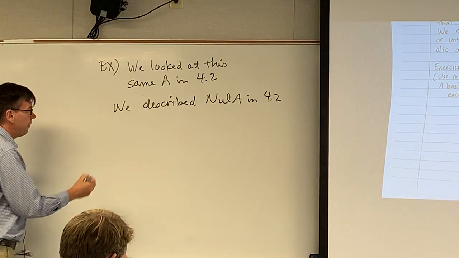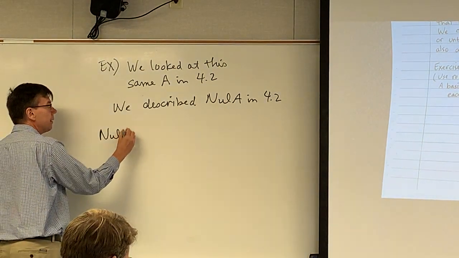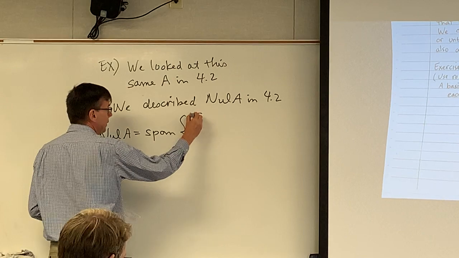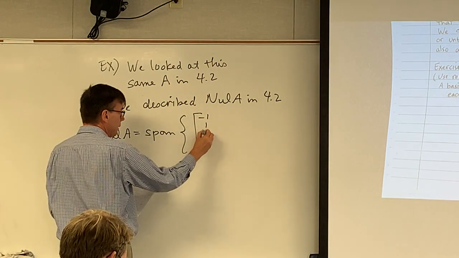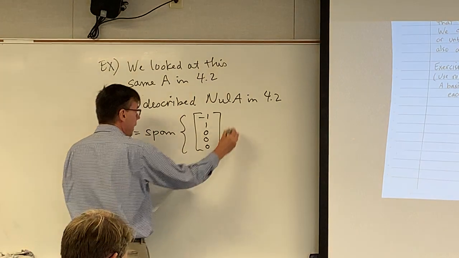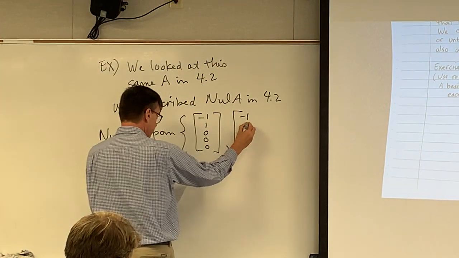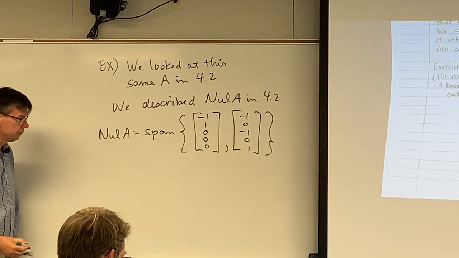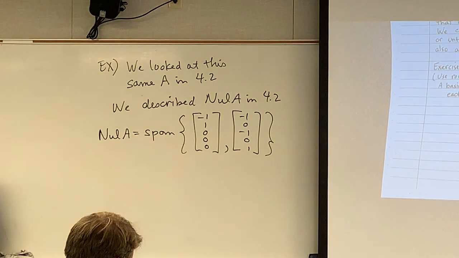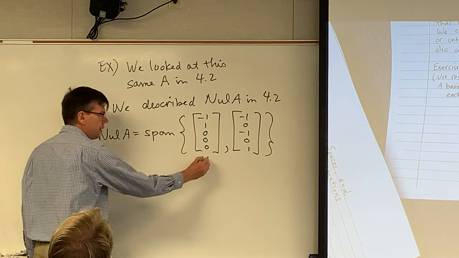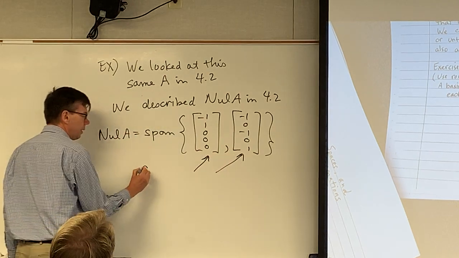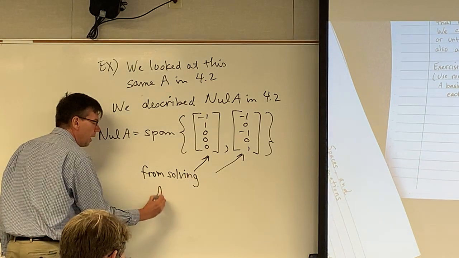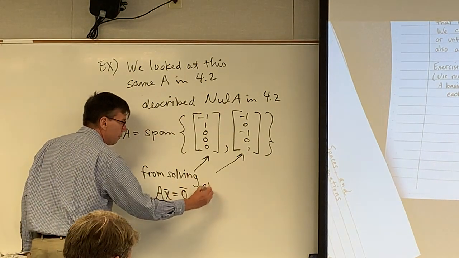And I think we found out that null A is the span of two vectors. Remember, negative 1, 1, 0, 0, 0, and negative 1, 0, negative 1, 0, 1. How did we get those? I mean, this was from solving AX equals 0, the homogeneous equation.